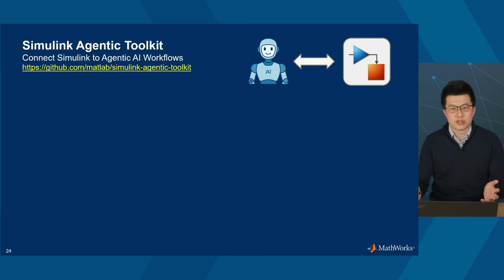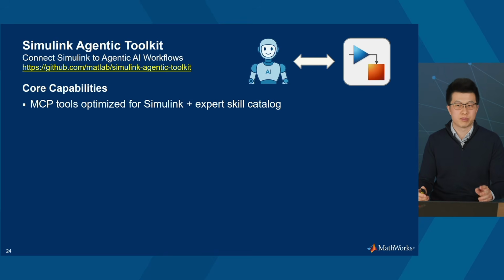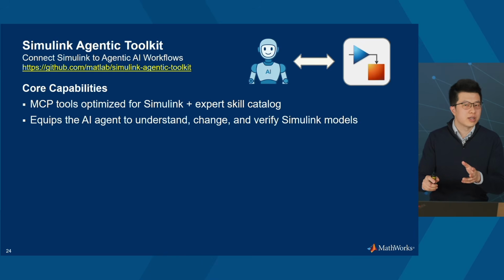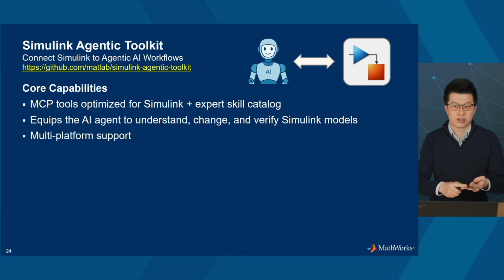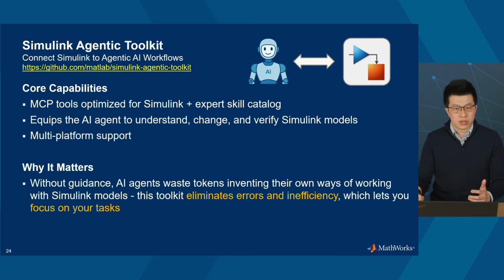So back to what is the Simulink Agentic Toolkit. It ships two things: MCP tools that are purpose-built for Simulink operations, and an expert skill catalog that teaches the agent how to use these tools well. So that combination is what lets the agent understand a model structure, make targeted changes, and verify that those changes are correct. And it works across different platforms: GitHub Copilot, Codex, Gemini CLI, or any coding agent that supports the MCP protocol. So you might be wondering, why does the toolkit matter?